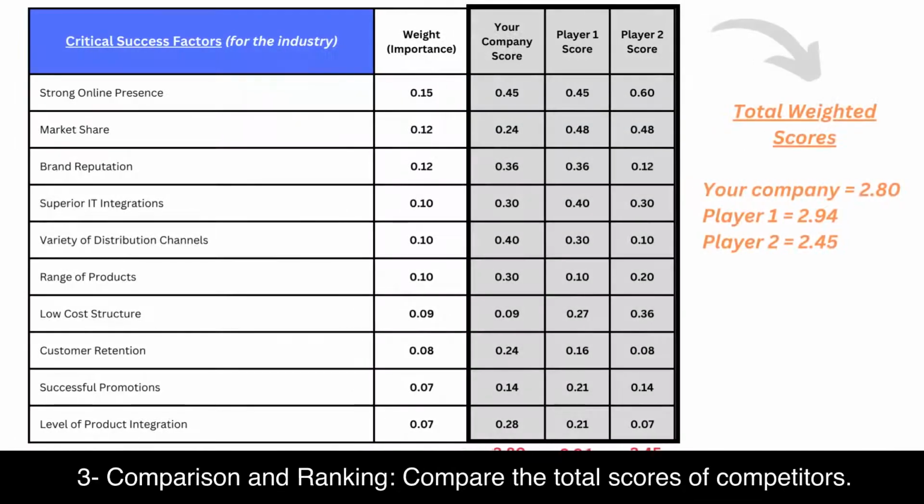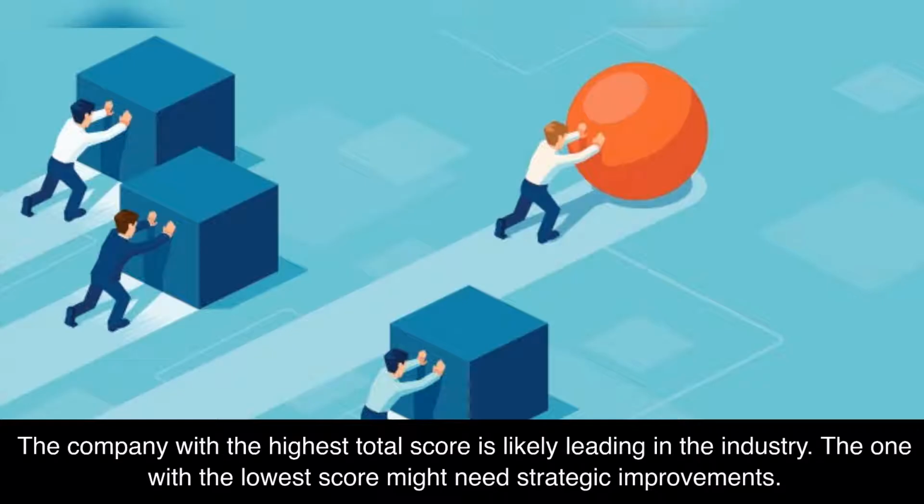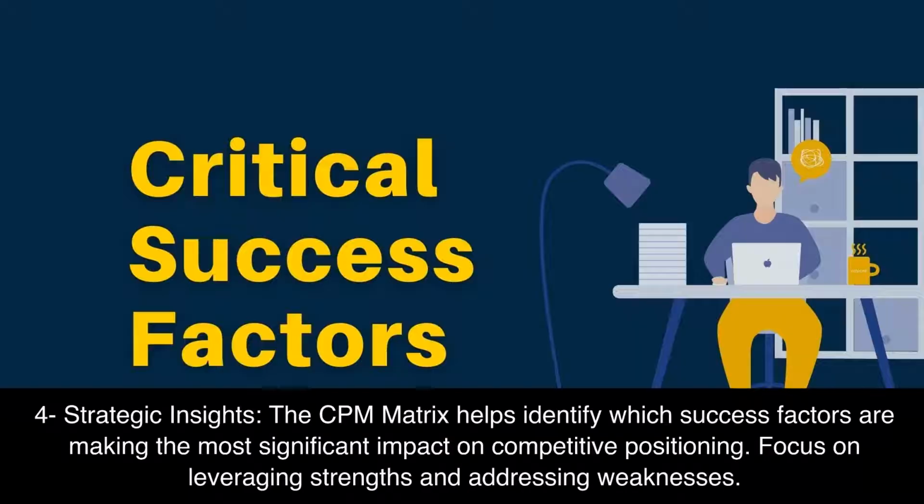3. Comparison and ranking. Compare the total scores of competitors. The company with the highest total score is likely leading in the industry. The one with the lowest score might need strategic improvements. 4. Strategic insights. The CPM matrix helps identify which success factors are making the most significant impact on competitive positioning. Focus on leveraging strengths and addressing weaknesses.